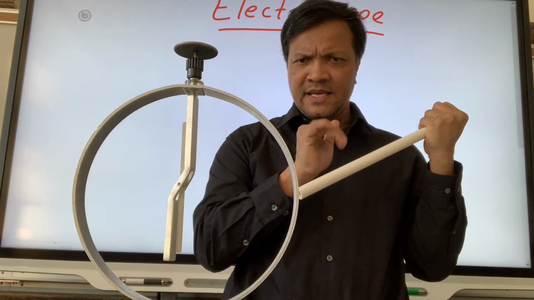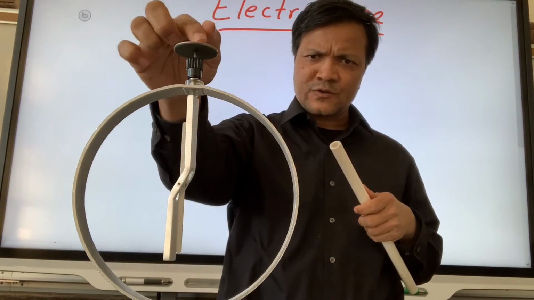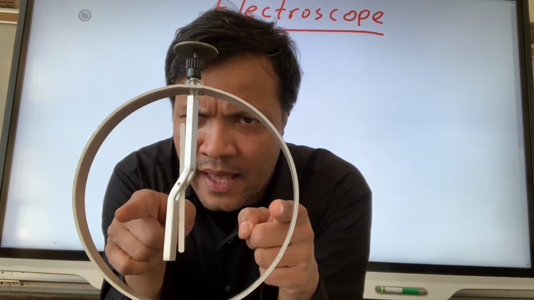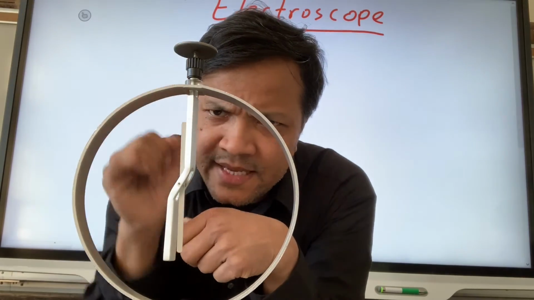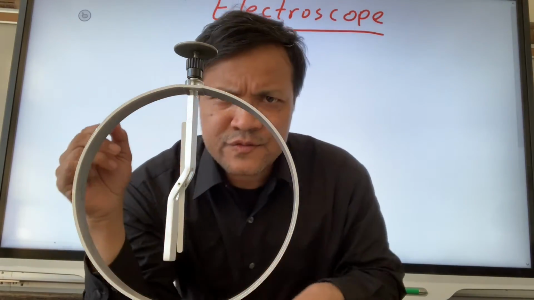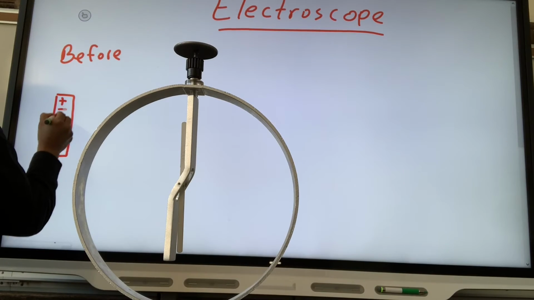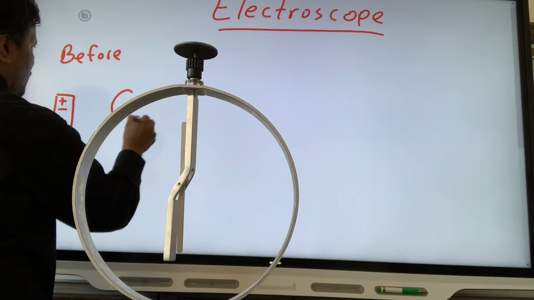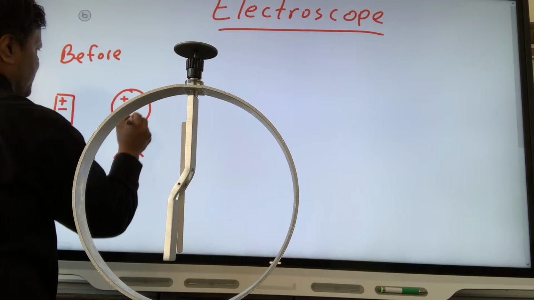Of course, we're not going to see it. That's why we have this electroscope. If we bring this to the electroscope, the leaf will repel. Currently, this electroscope is neutrally charged, and so is the PVC pipe. Let's draw that. This is neutrally charged, and this is the electroscope, which is also neutrally charged.